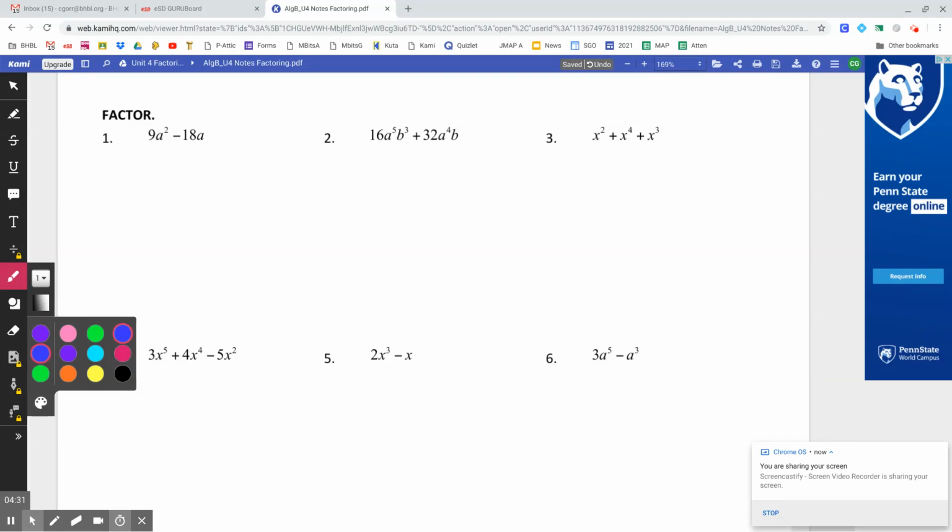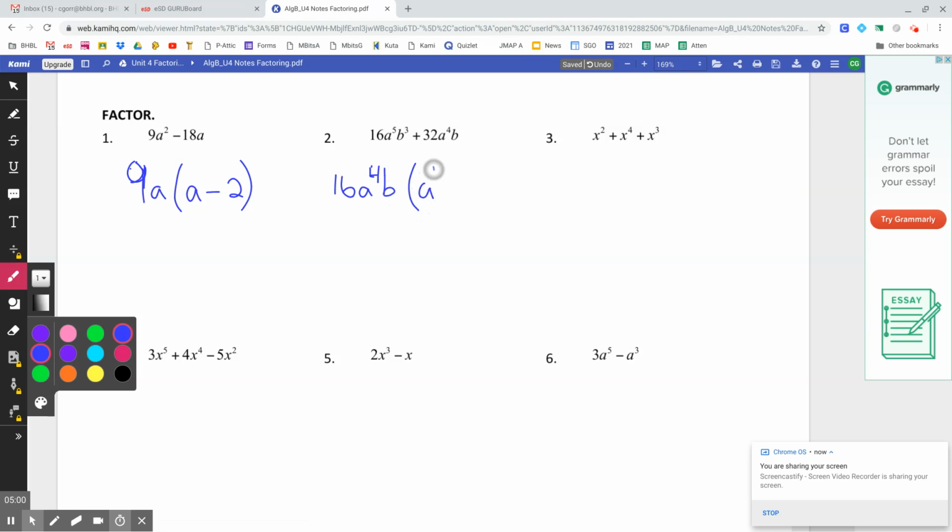Okay, so number 1, my GCF of 9a squared and 18a is going to give me a 9a. I'm going to then multiply that by a minus 2 to get me back to my 9a squared minus 18a. Number 2, my GCF is going to be 16a to the 4th b. And what I'm going to be left with here is I'm going to have an a b squared plus just a 2.